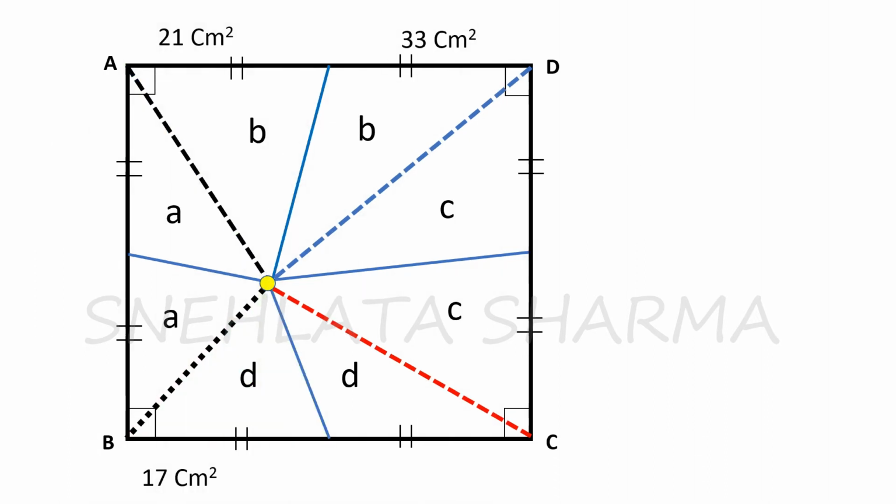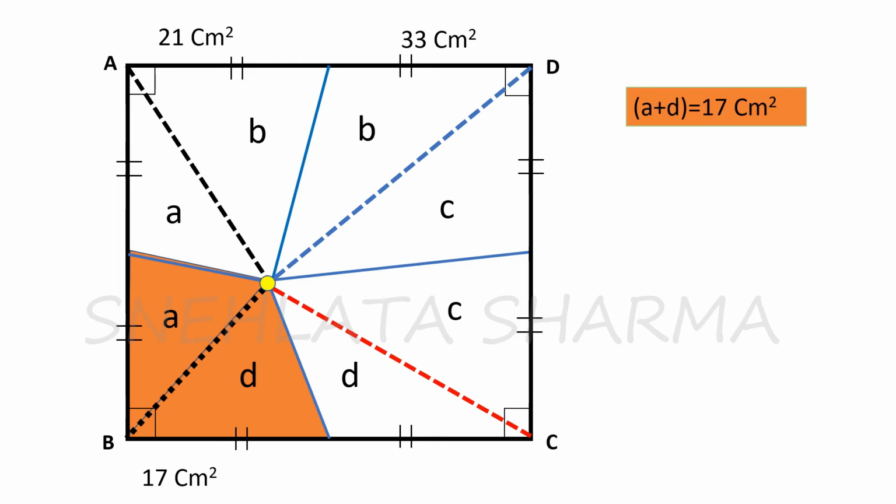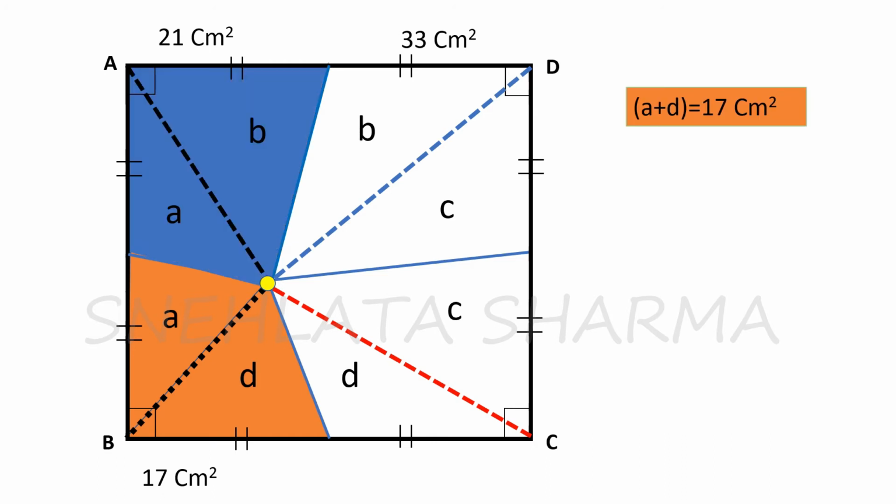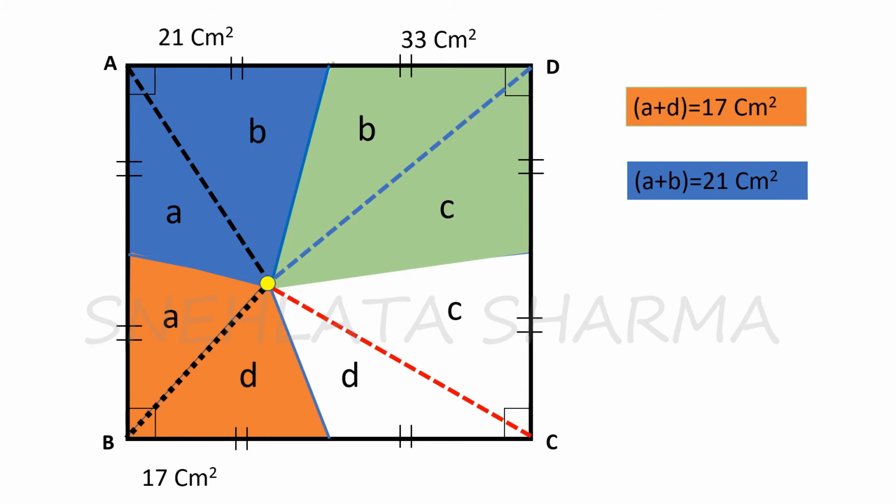Now consider the region 1. Its area is A plus D and this is given as 17 cm square. Now consider the region 2. Its area is A plus B and is equal to 21 cm square. Now consider the region 3. Its area is B plus C and is equal to 33 cm square. Now the last region C plus D, whose area we need to find.